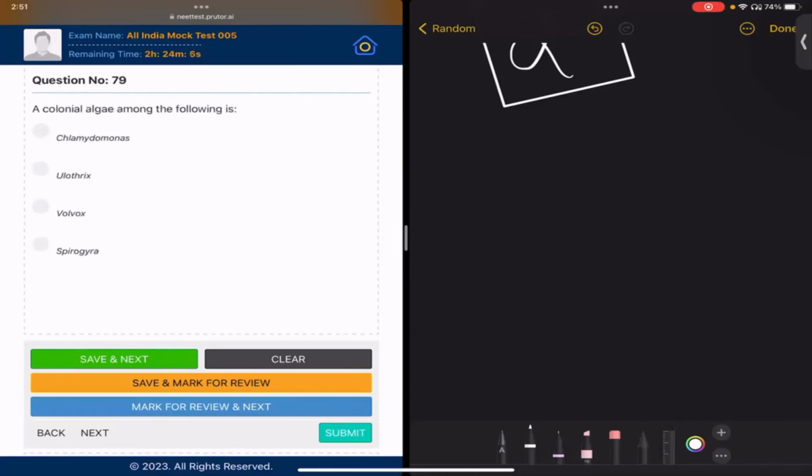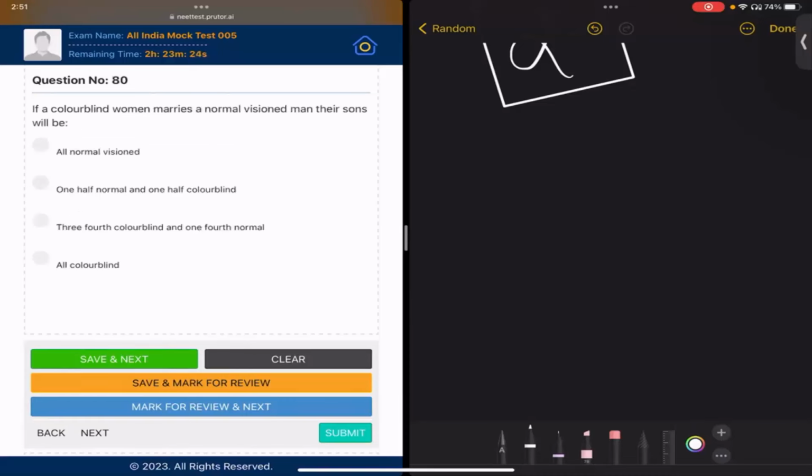Colonial algae among the following is colonial algae, filamentous, colonial: Ulothrix, Volvox. So the answer should be, I think, Ulothrix was one is filamentous, one is colonial from these. I'll go with Volvox. I am getting an intuition कि Ulothrix filamentous था, ठीक है.